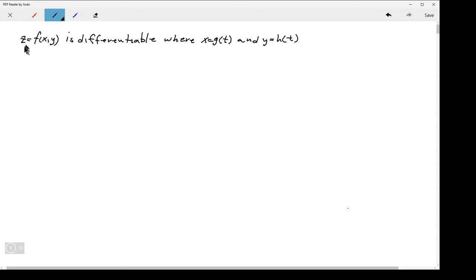All right, then it turns out that f is a differentiable function of t, which means I should be able to find dz/dt. To find dz/dt, just regular d, because now we're talking about a single variable here. We have a chain rule form that says we do the partial of f with respect to x times dx/dt, plus the partial of f with respect to y times dy/dt.